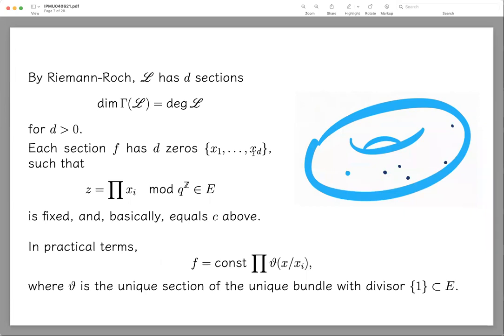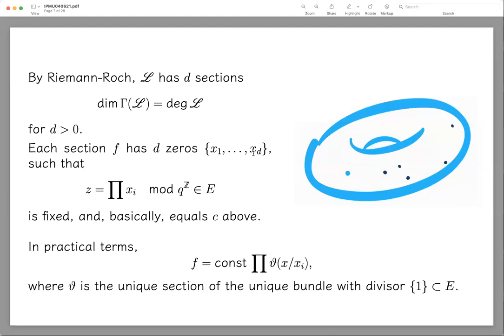If I have d sections, each one of them, since a line bundle of degree d has d zeros, which I denote x1 through xd, then in fact the product of them, or whatever the group operation is here, we write the group operation of the elliptic curve multiplicatively. So the group operation applied to that set of zeros of your section is going to be some constant. And that constant is, up to normalization, that value c above.